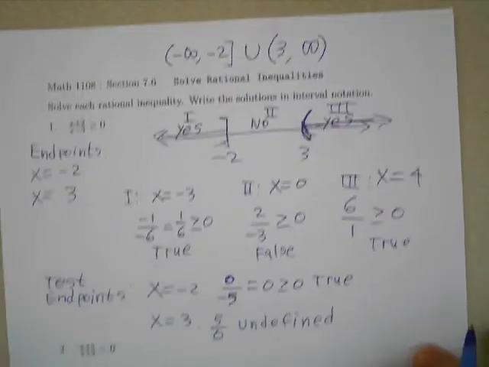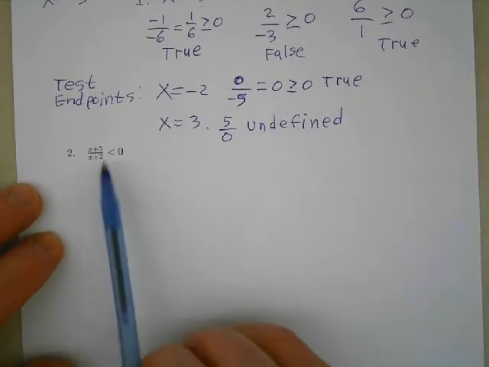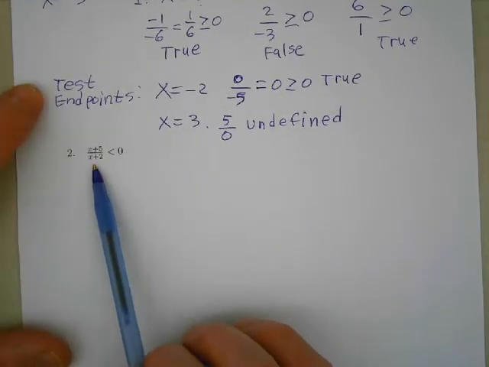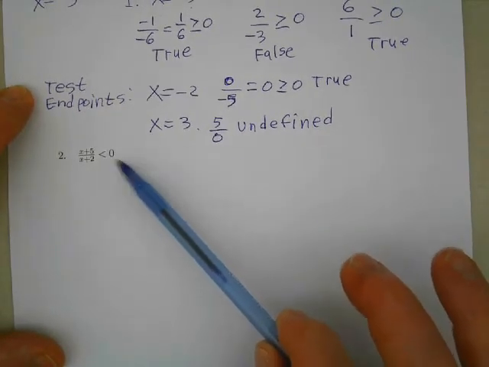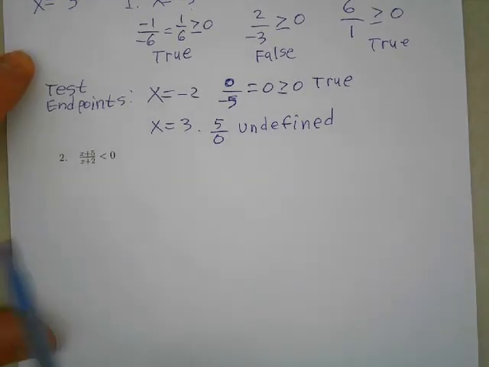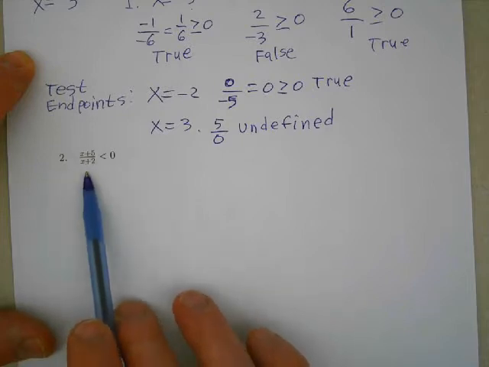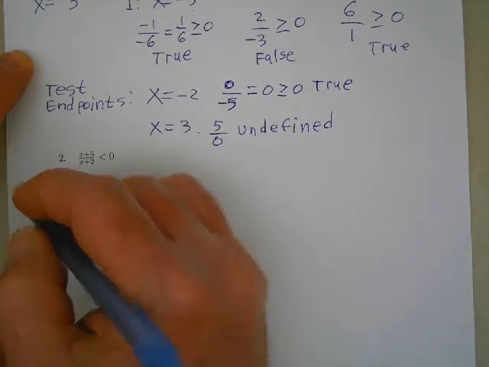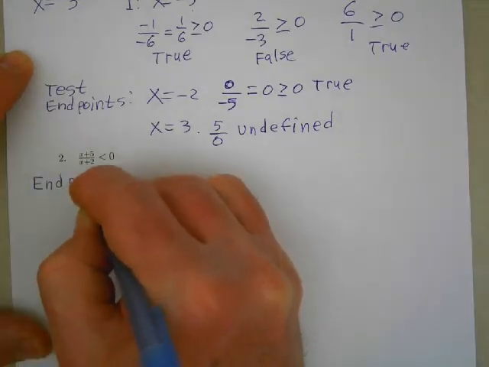Okay, in the next example, number 2, in this one we have x plus 5 divided by x plus 2 is less than 0. Once again, we have 0 on one side. We always want 0 on one side. And then the endpoints are the x values that make the numerator 0 combined with the x values that make the denominator 0. So once again, we can tell by looking what the endpoints are.